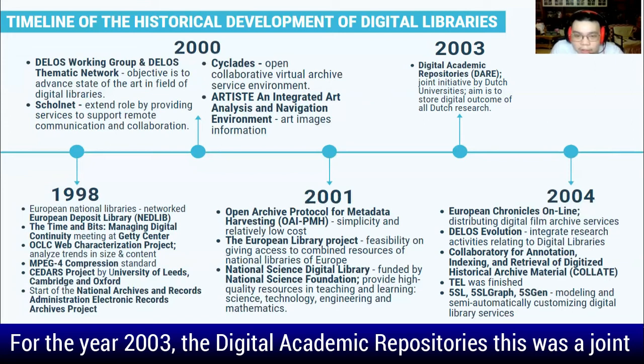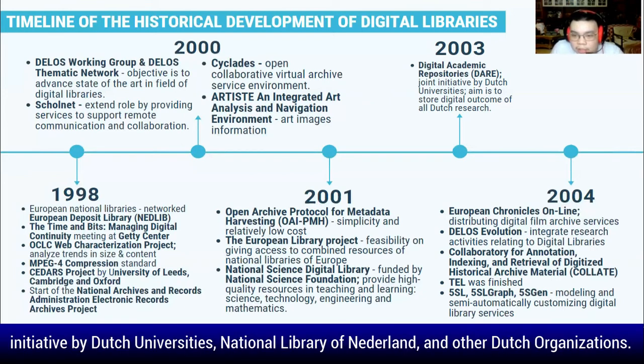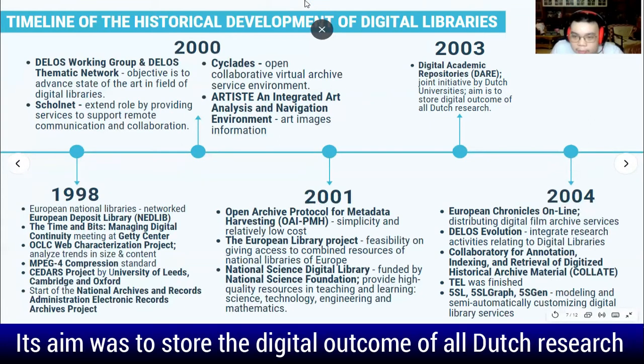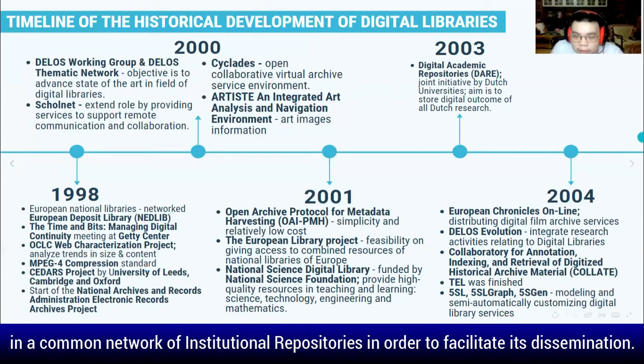The Digital Academic Repositories was a joint initiative by Dutch universities, national institutions of the Netherlands, and other Dutch organizations. Its aim was to store the digital outcome of all Dutch research in common network and institutional repositories in order to facilitate its dissemination.